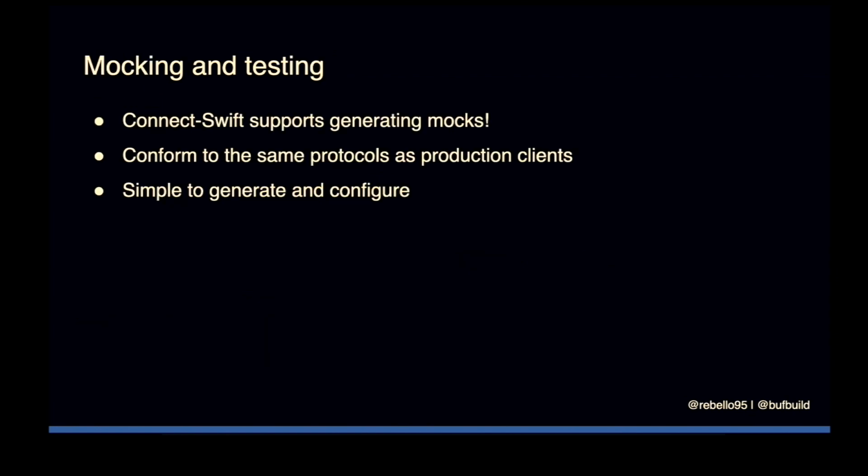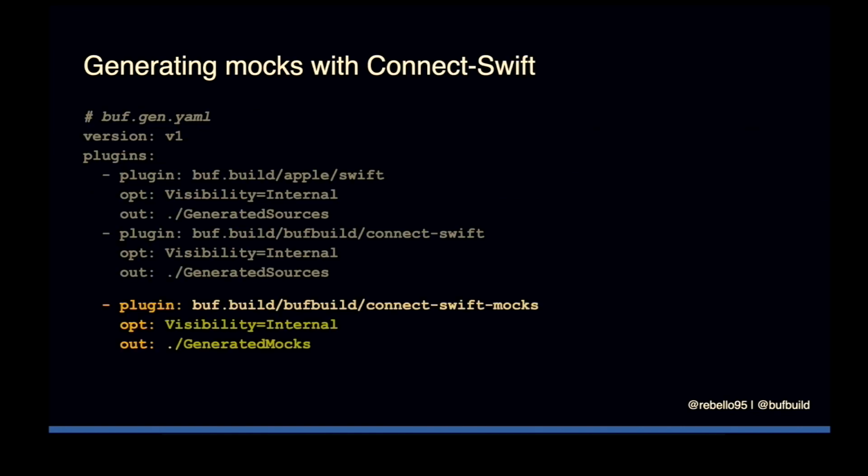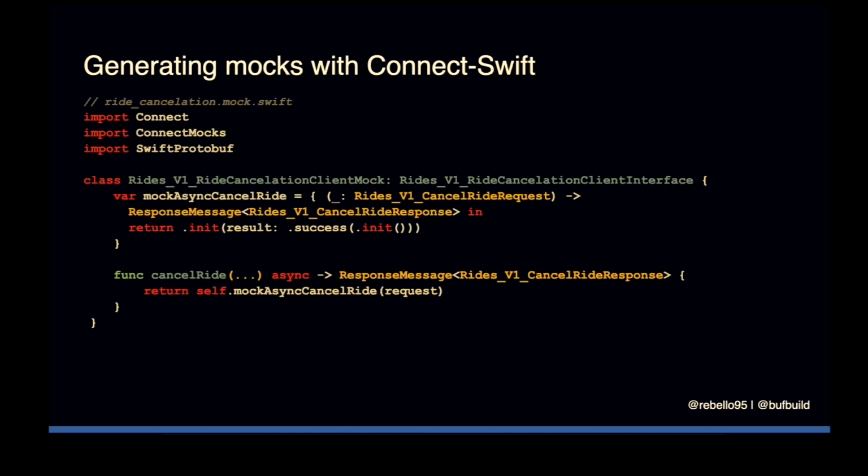As I mentioned earlier, Connect Swift also supports mocks. These conform to the same protocols that were generated at the top of the Connect file. They're super easy to configure and generate. If we want to do that, we just add one new entry to our configuration. This time, we're going to put it in a different directory, generated mocks, instead of our sources directory. And then we're given a file like this.